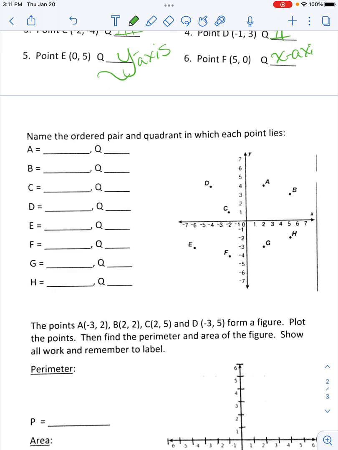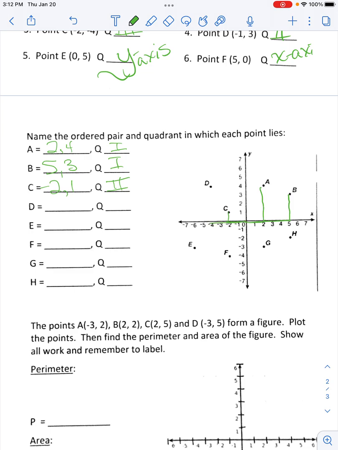Okay. A, it went to the right 2, and up 4. So 2, 4, that's quadrant 1. B went to the right 5, up 3. So that's 5, 3, quadrant 1. C, left 2, that's -2, up 1. -2, +1, that's quadrant 2.